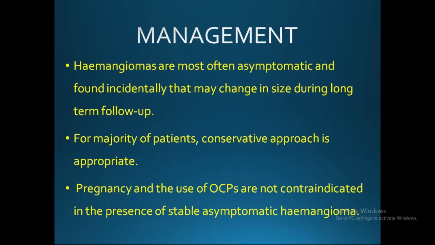So you should ask the patient to come to your OPD every 6 months and order an ultrasonography, or if fees are affordable, you can go for an MRI and see whether it has increased in size or has increased vascularity within the lesion. All these things you should look for. If it is normal, again you ask the patient to come after another 6 months. So in the majority of patients, it is always a conservative approach.